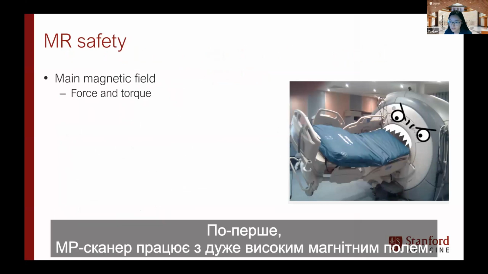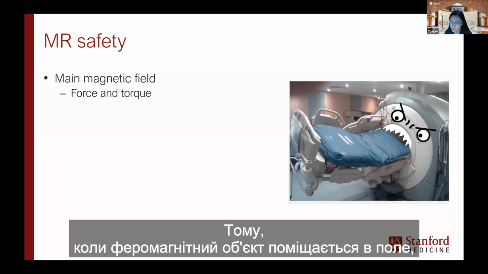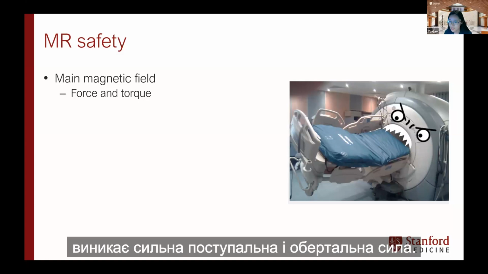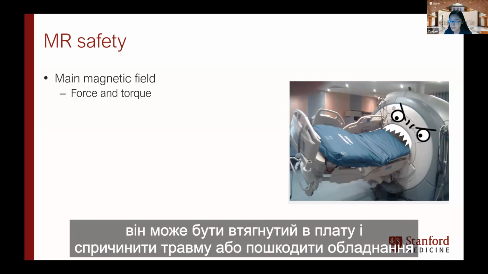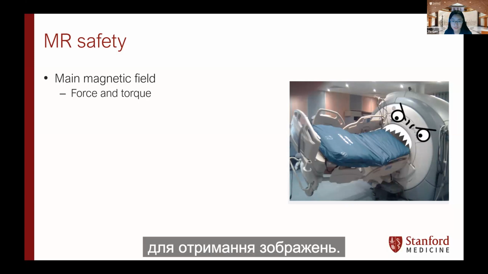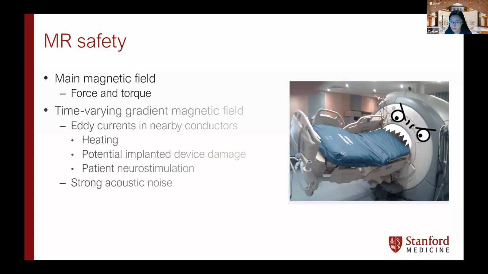Firstly, the MR scanner is operated with a very high magnetic field. So when a ferromagnetic object is placed in the field, there will be strong translational and rotational force. So if the object is close to the magnet, it can be pulled into the bore and cause a projectile injury or damage the imaging equipment.